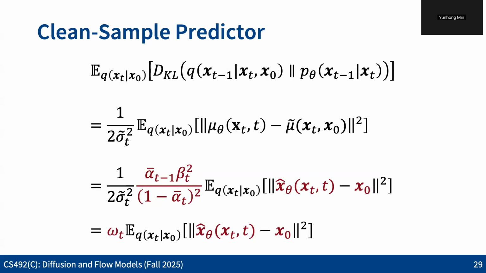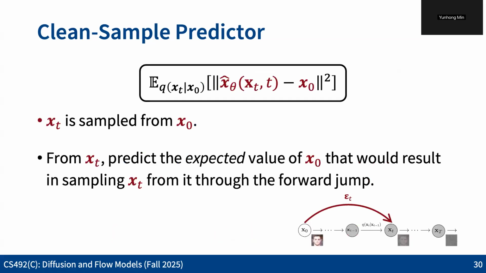Then the question might be, what's the meaning of predicting the x0 from the xt? What you can see from this loss function is that, given the xt, which was a sample from any kind of x0 here, what we are doing using this loss function is predicting some kind of expected value of the x0 that would result in sampling the xt from it.